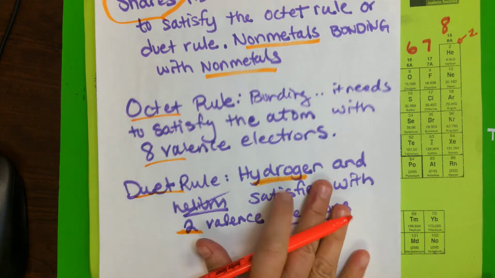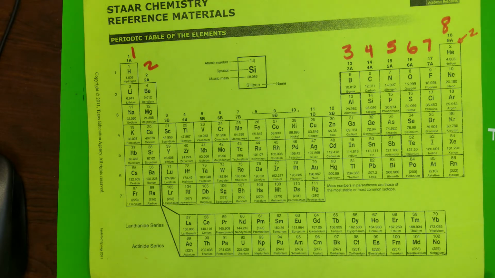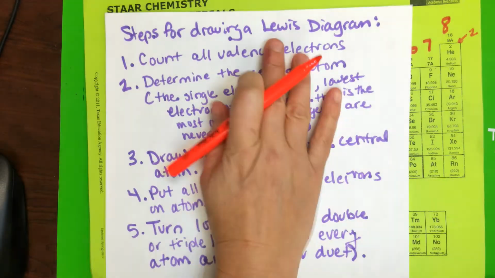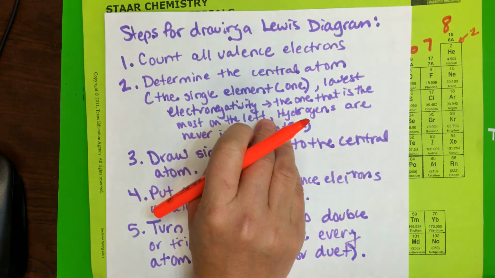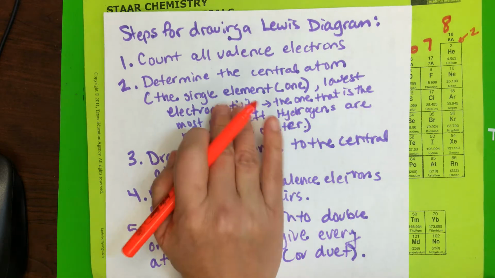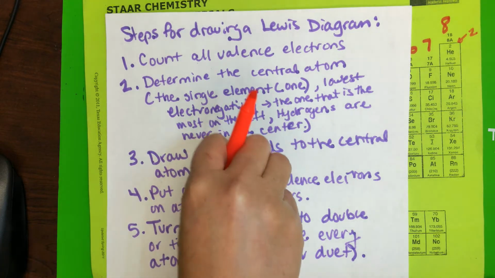Now let's get to the practice. Let's look at the rules, and hopefully you understand it. The steps for drawing the Lewis structures or diagrams: you need to count the valence electrons. After that, you need to look at all the atoms and decide which atom is going to be in the center.